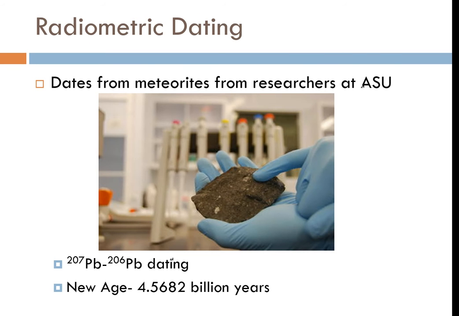Now meteorites are even older than the Earth. The meteorites, these represent the very first material that clumped together, particularly these carbonaceous chondrites. And so this is actually a meteorite that was studied at ASU, and they determined, using lead-207 to lead-206 isotopes, that the age of this meteorite was 4.5682 billion years old. So that sucker was floating around the solar system before the Earth was even formed, which is pretty amazing.